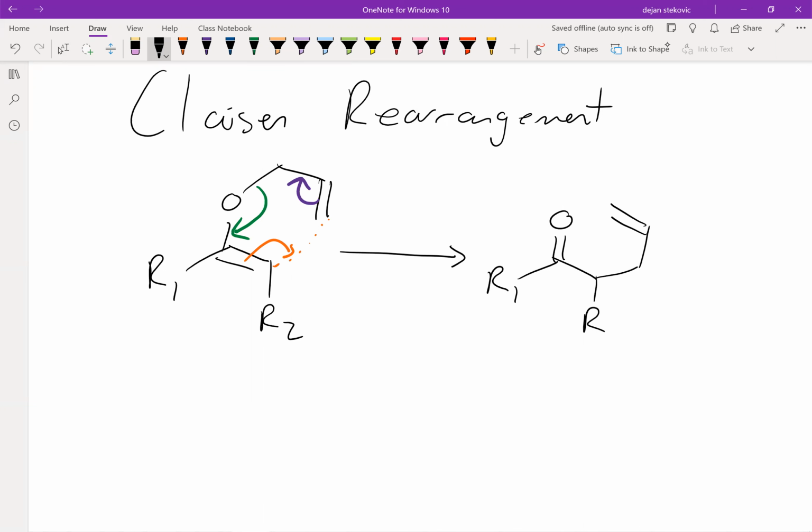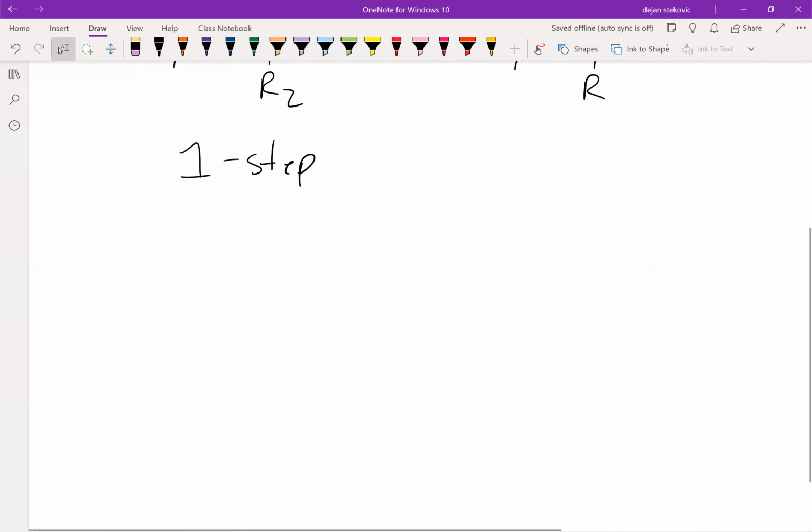And then you've got this component over here, right? Where this pi bond came from the green arrow. This sigma bond came from the pi bond from that orange arrow. And then this pi bond came from the pi bond from the purple arrow. This is a one-step pericyclic reaction, right? So this all occurs in basically just one go.